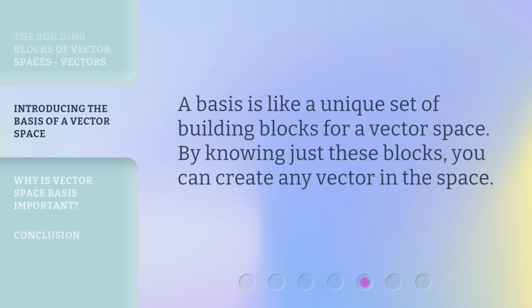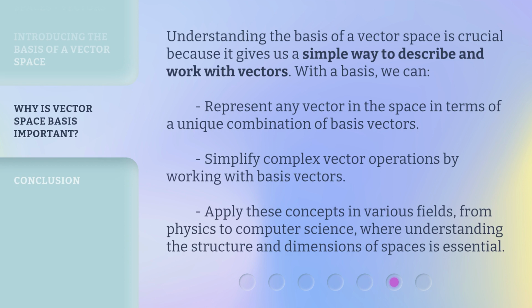A basis is like a unique set of building blocks for a vector space. By knowing just these blocks, you can create any vector in the space. Understanding the basis of a vector space is crucial because it gives us a simple way to describe and work with vectors. With a basis, we can represent any vector in the space in terms of a unique combination of basis vectors, simplify complex vector operations by working with basis vectors, and apply these concepts in various fields, from physics to computer science, where understanding the structure and dimensions of spaces is essential.